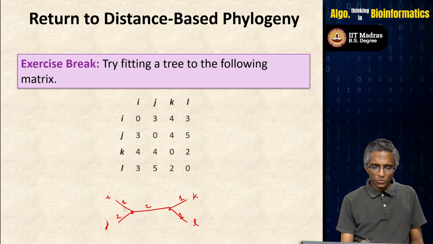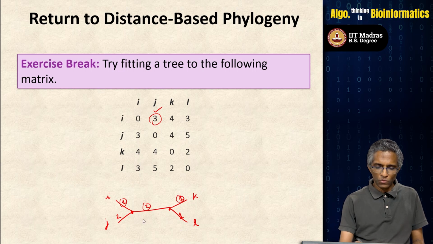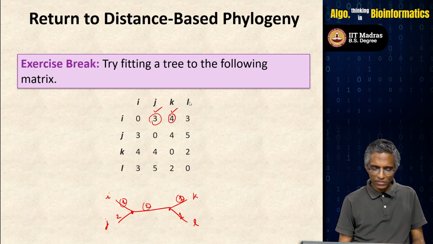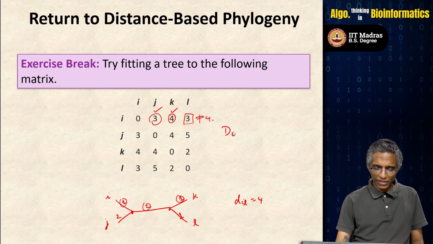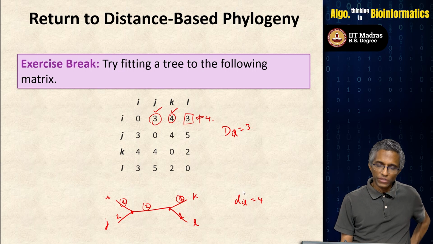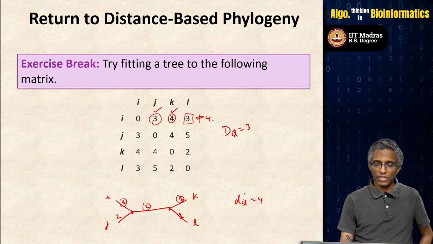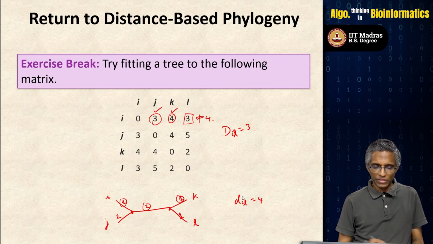So, then I to J is 3, this is okay. I to K is 4, because 1 plus 2 plus 1 is 4. So, that is okay. I to L is 3, but here I to L is 1 plus 2 plus 1, which is 4. So, this one is not equal to 4. Here we get this d I L is 4, but this capital D I L is 3. So, capital D I L is not equal to small d I L.